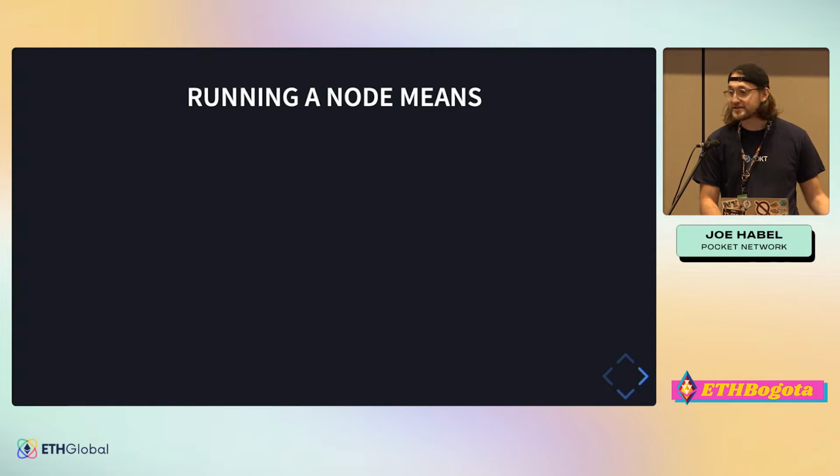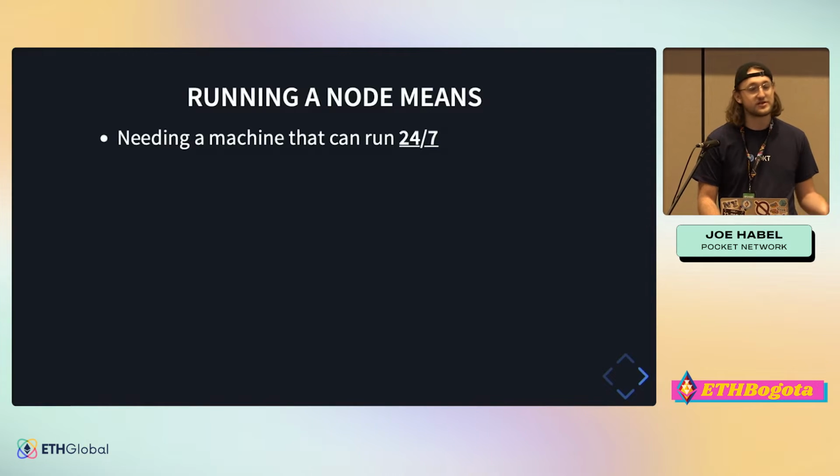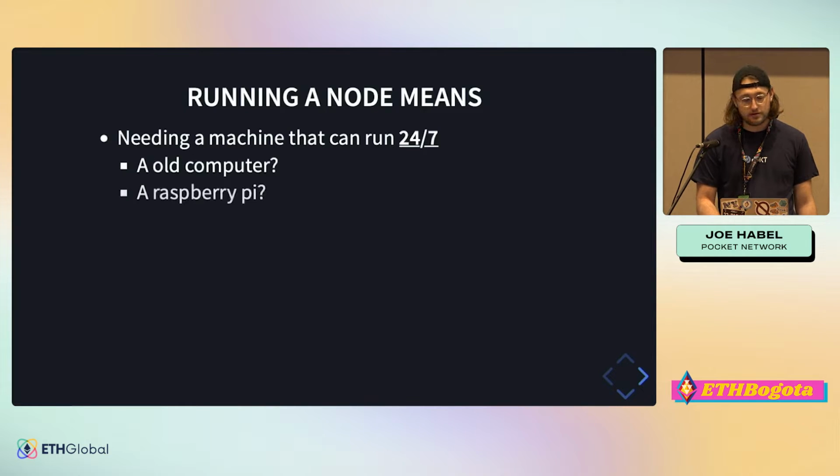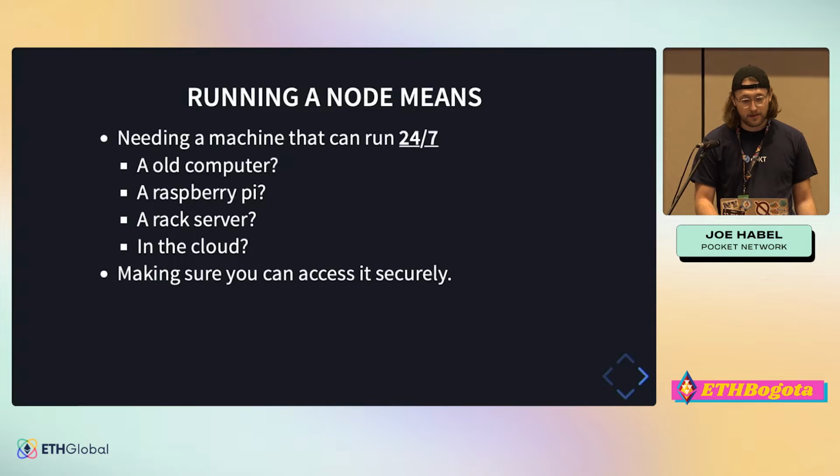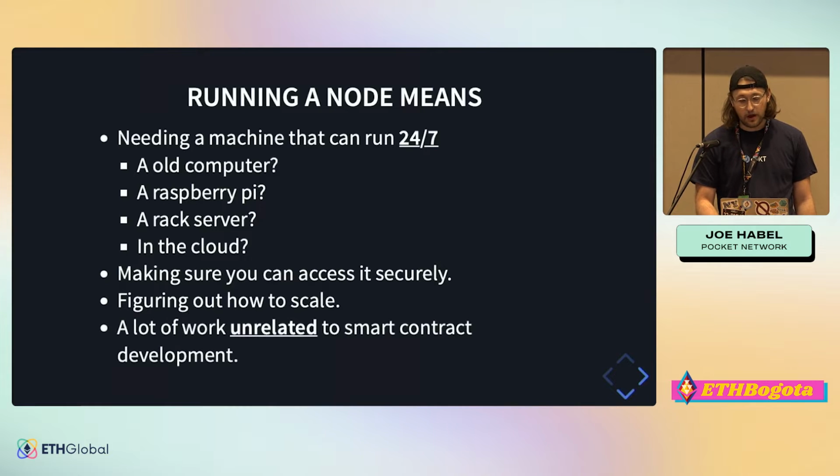And what does it take to run these nodes? It means you need essentially a server running 24/7. Is that going to be an old computer? A Raspberry Pi? A rack server? Are you going to put that in the cloud? Can you securely access it? Can you scale it if your demand grows? There's a lot of work completely unrelated to building a smart contract on Ethereum when it comes to standing up the infrastructure needed to get your applications out to users.